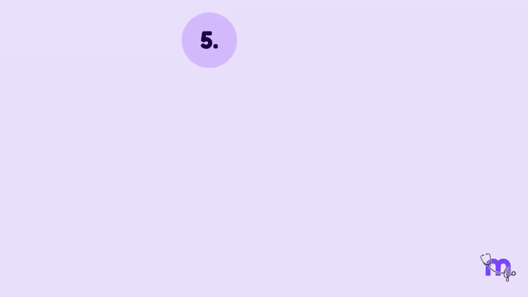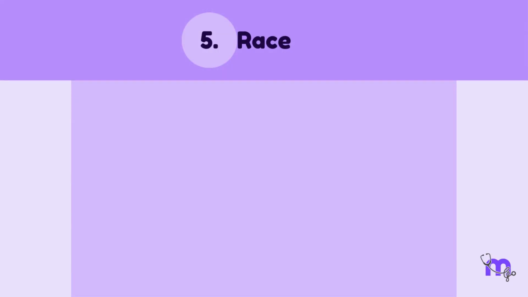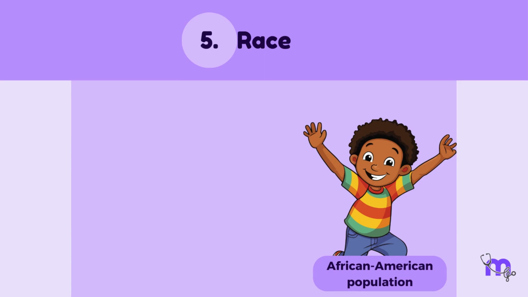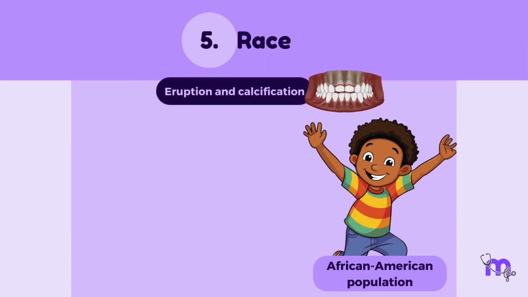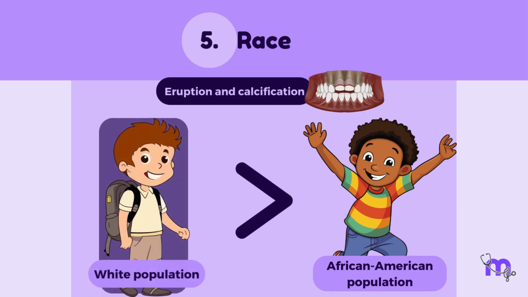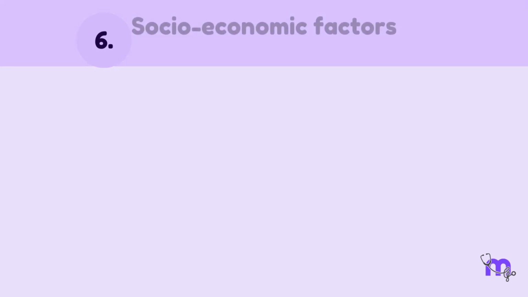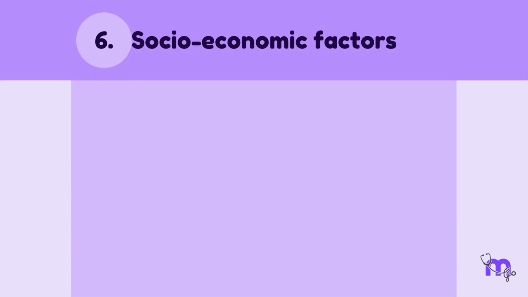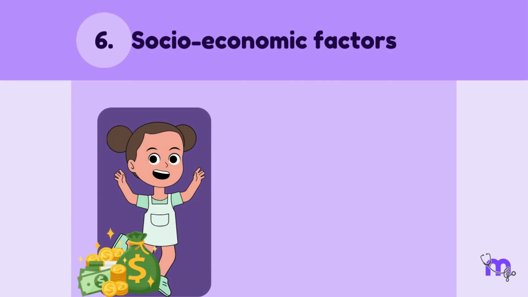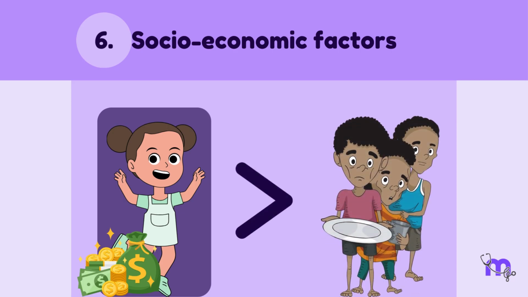Factor 5 is race. For example, in the African American population, calcification and eruption occur after a year as compared to their white counterparts. Now, coming to factor 6, socio-economic factors. Kids from better socio-economic backgrounds tend to express their growth fully.